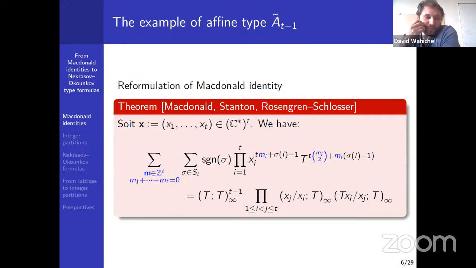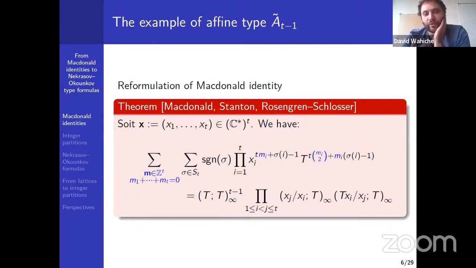So the reformulation which was my starting point, as I said, was a reformulation of the Macdonald identity by Stanton and Rosengren and Schlosser, where it is seen as a multivariate generating series. So on the left-hand side, you have a sum over all lattices of Z^t with this geometric condition, so the sum of all components is equal to 0. The dependence in m_i is highlighted in blue. And here you have some quadratic form in m_i.